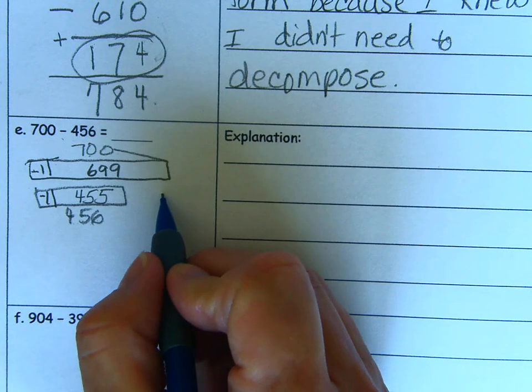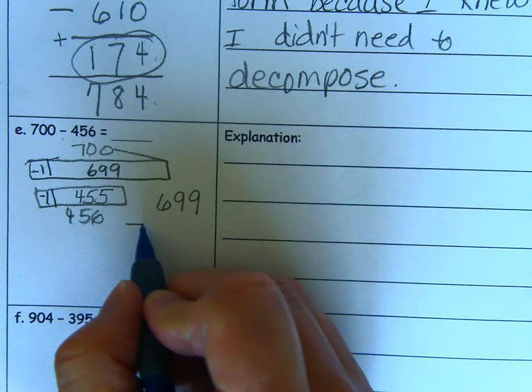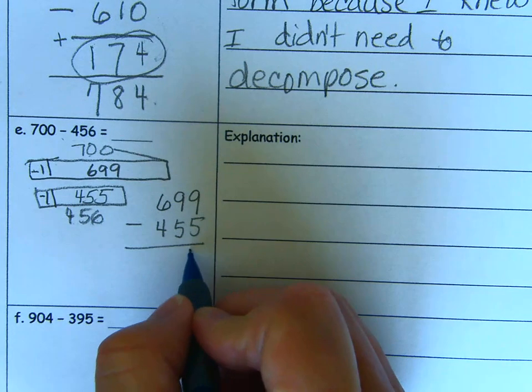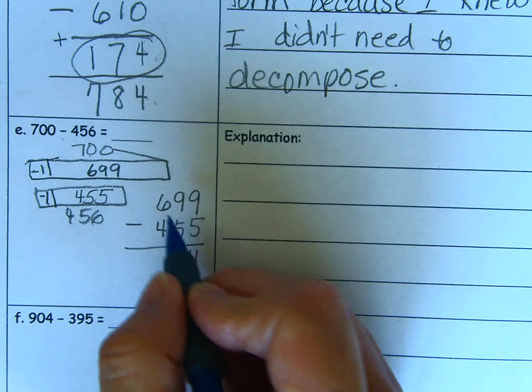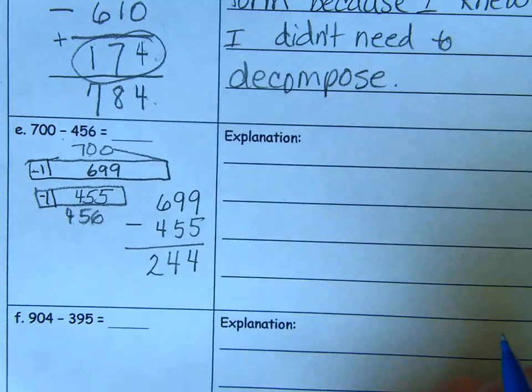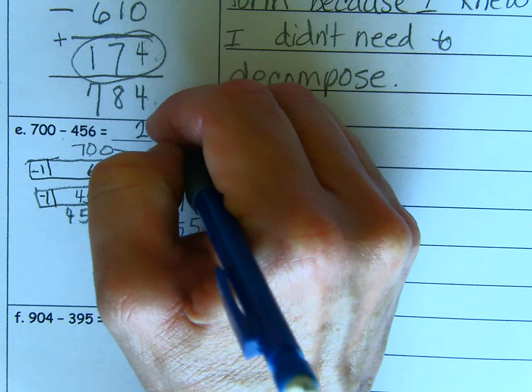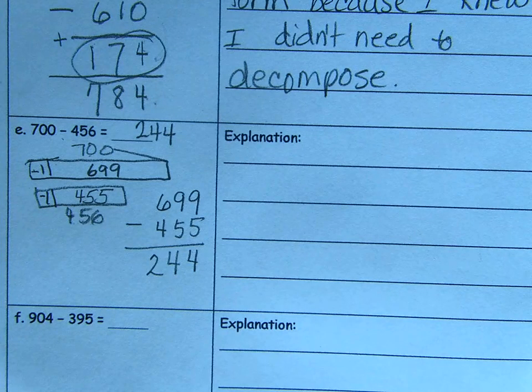So now I'm just subtracting 699 minus 455. 9 minus 5 is 4. Same thing. 6 minus 4 is 2. Is that the way you solved it? Did you use the standard algorithm in a chip model? Did you do the arrow way? As long as you also got 244, then it doesn't really matter which way you used.